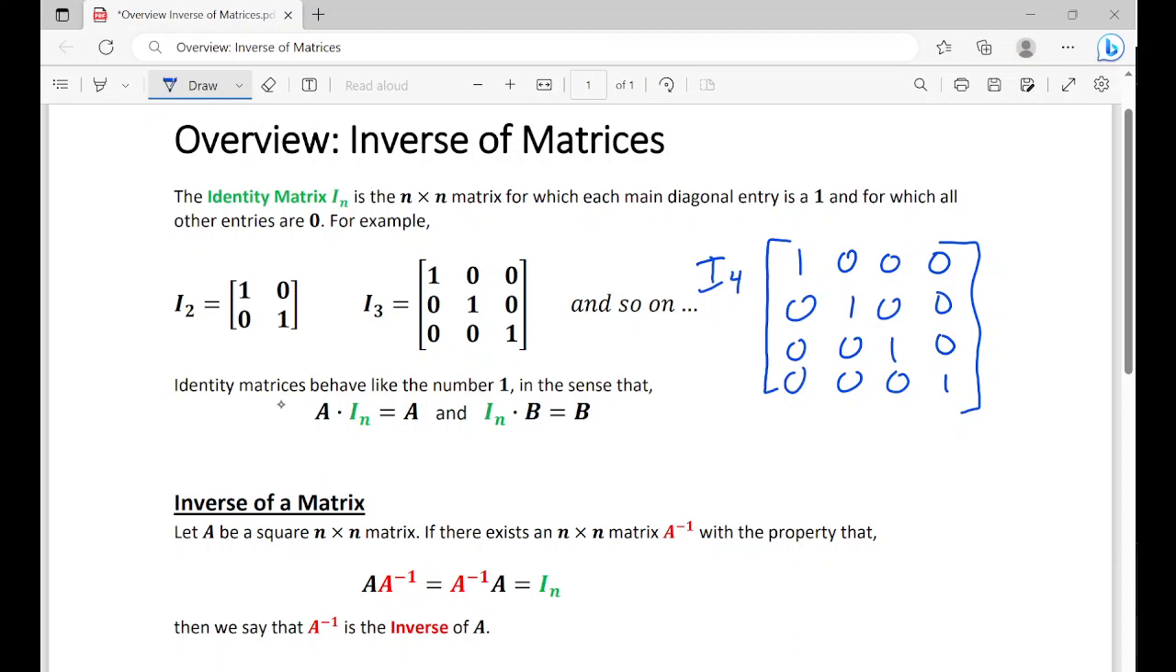The identity matrices behave like the number 1 in the sense that if you take a matrix A and multiply it by its identity matrix, it will just give you A. Or if you take the identity matrix and multiply it by a matrix B, it will give you B. Regardless of the order, you'll always get back the matrix A or B depending on what it is. The identity matrix does not change the result. It's essentially multiplying like 1.